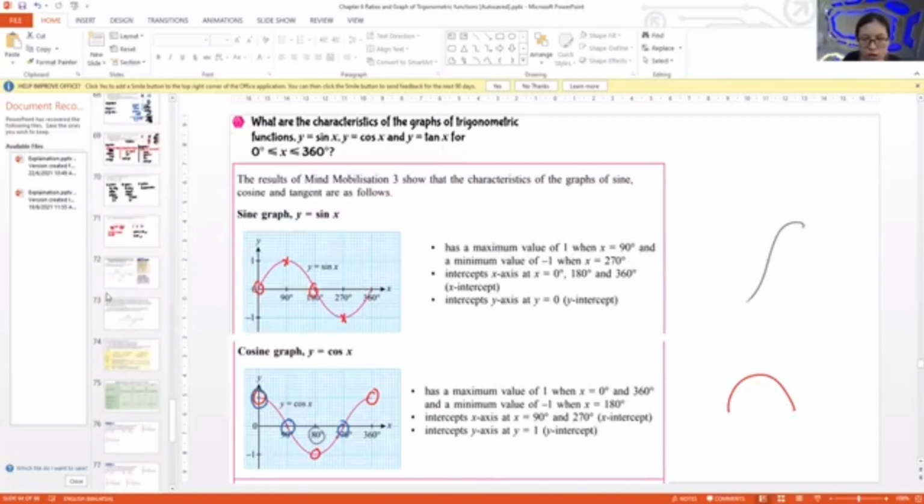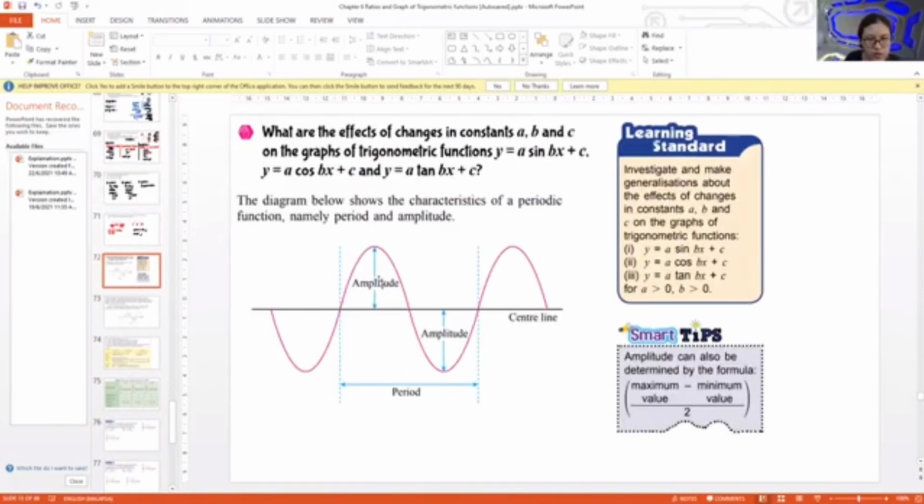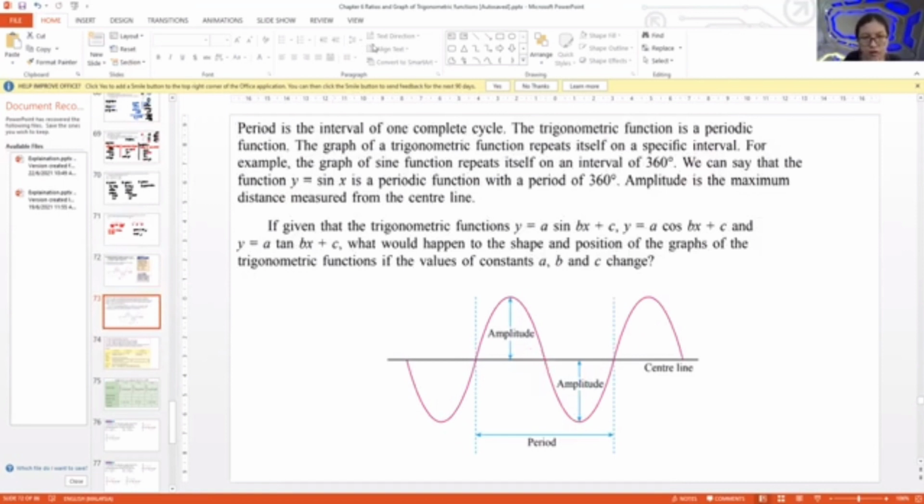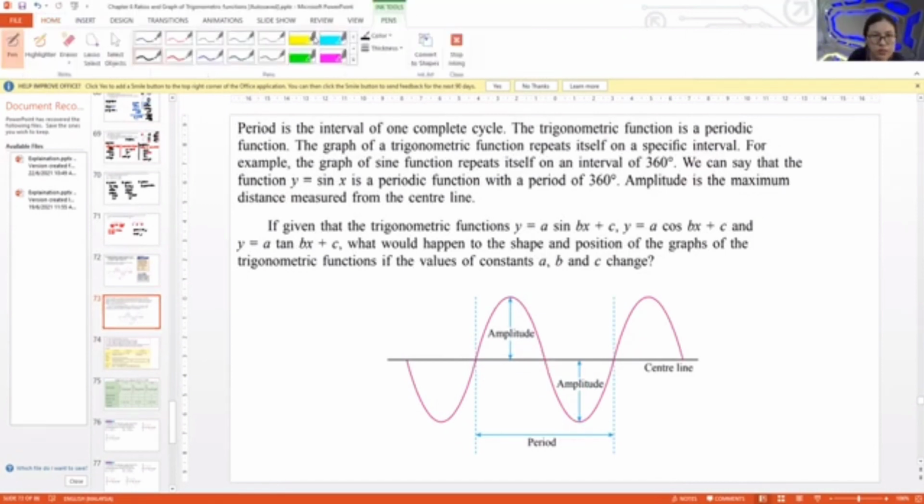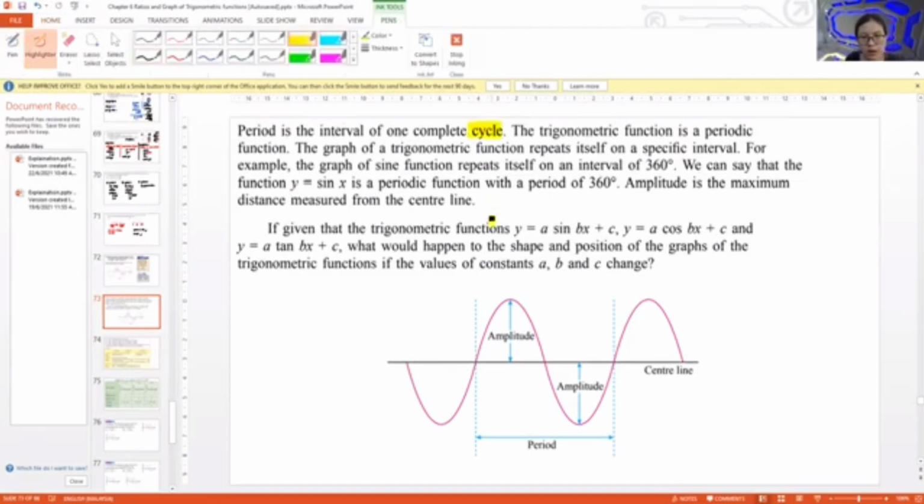One cycle. Did I say cycle or circle just now? Cycle. Okay, just now I think I read it wrongly. It's cycle. Okay, and then continue.